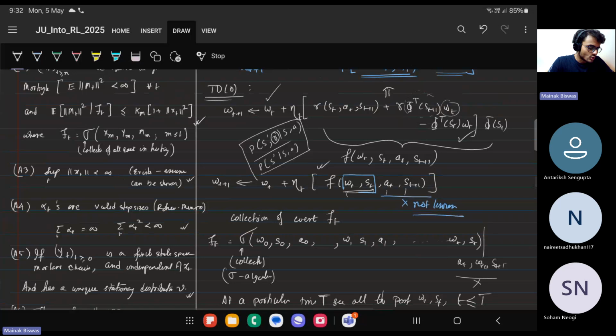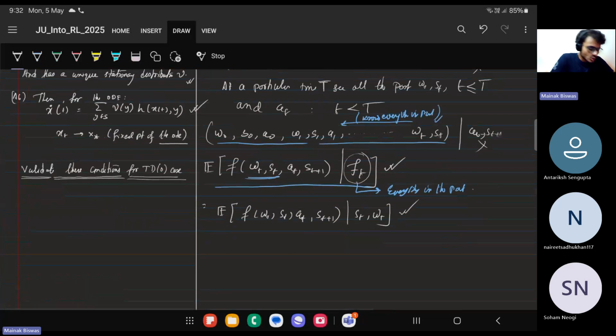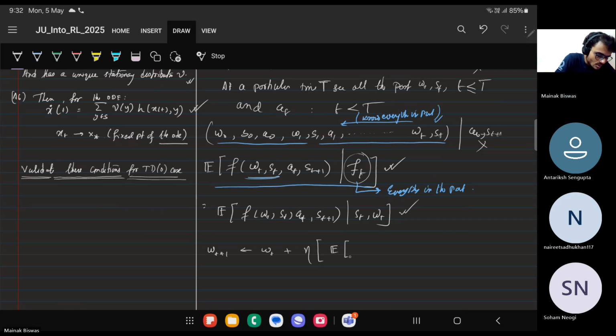Fine. So now what I'm trying to say is your martingale. So basically your martingale MT plus 1, WT plus 1, WT plus eta, and you have the expected value. You have f of wt st at st plus 1. Do you agree? This is what we have now. Again, as Antariksh was telling me, we can write this expectation. Very good.